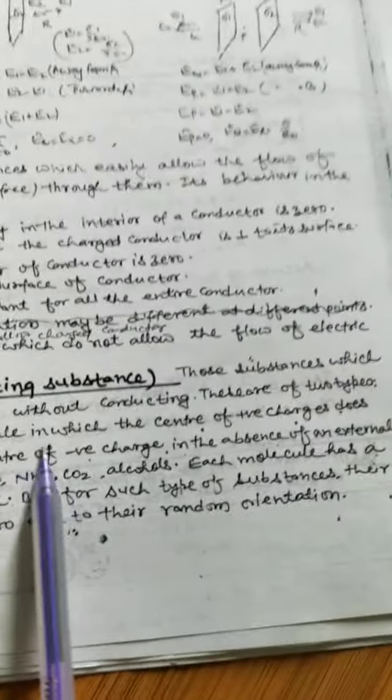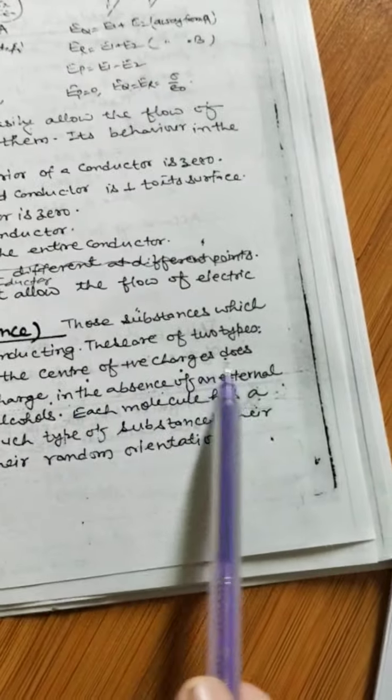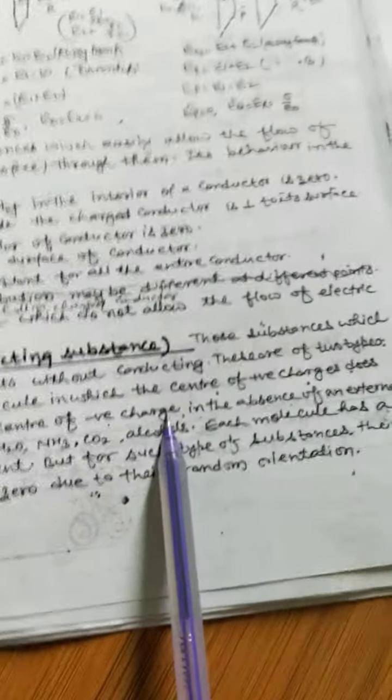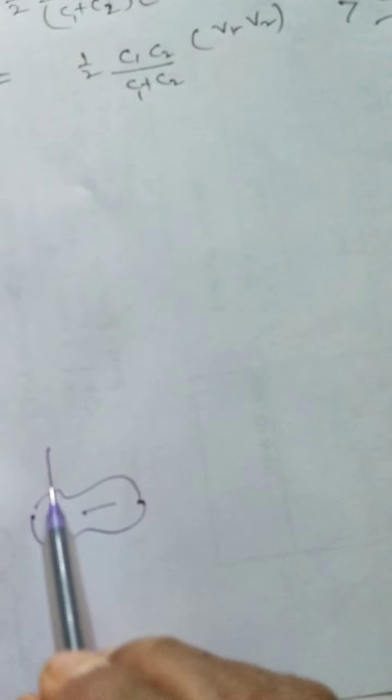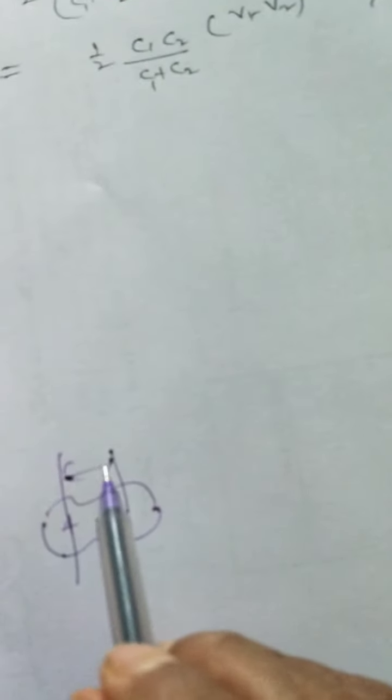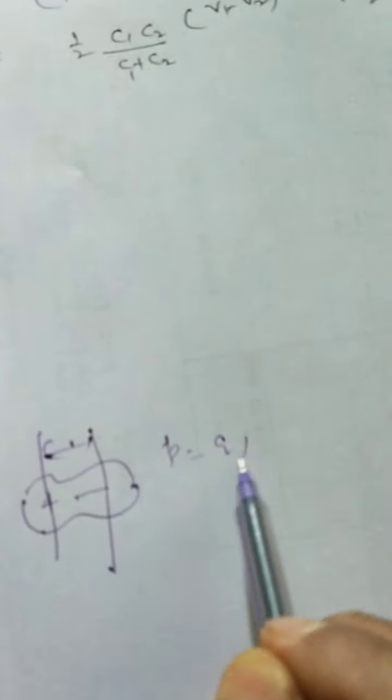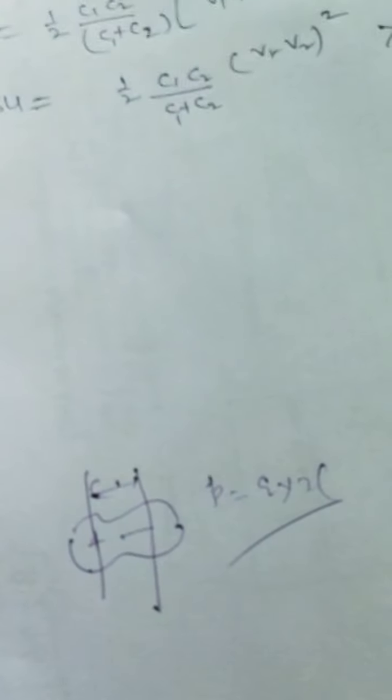Polar molecule means a molecule in which the center of the positive charge does not coincide with the center of the negative charge. Center of positive charge means, let us suppose this is the positive charge center, and this is negative. So this positive and negative get separated. They have some length, therefore it has a dipole moment. P is equal to Q into 2L.